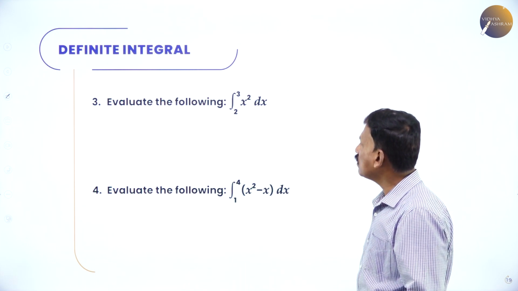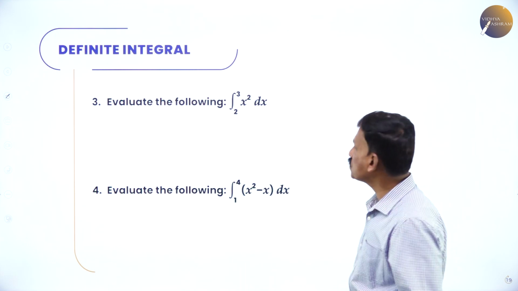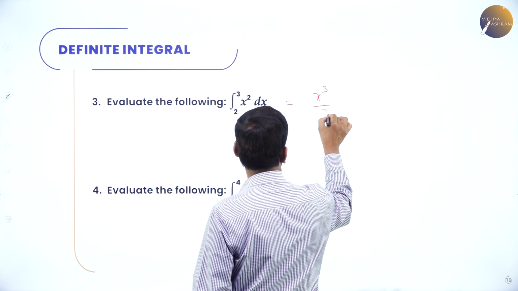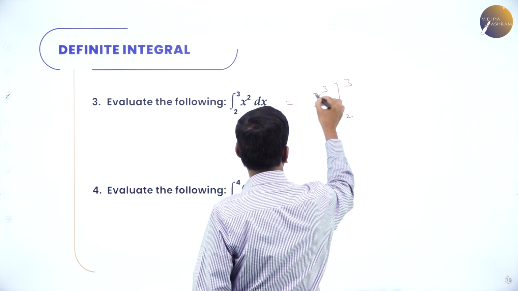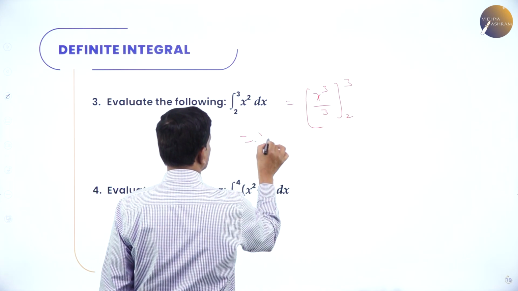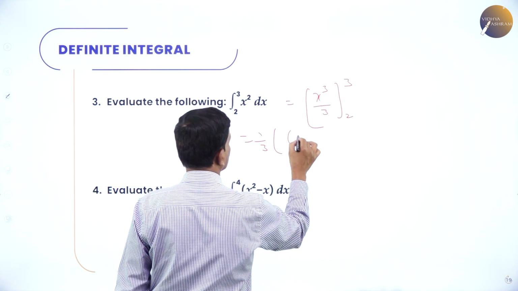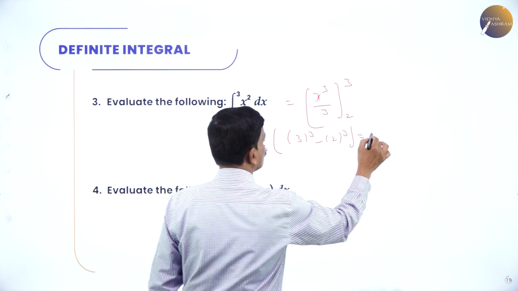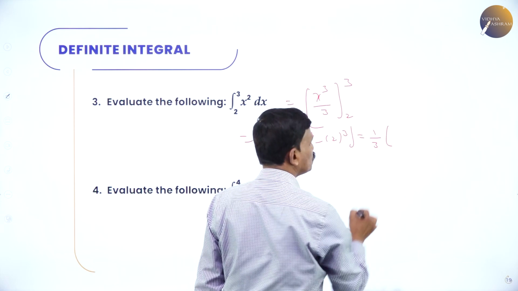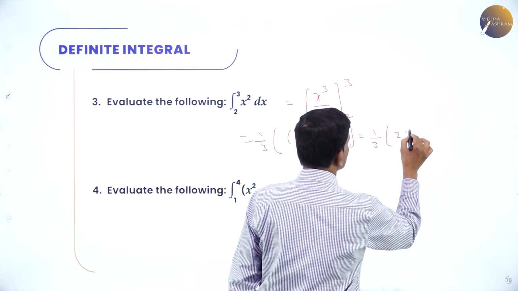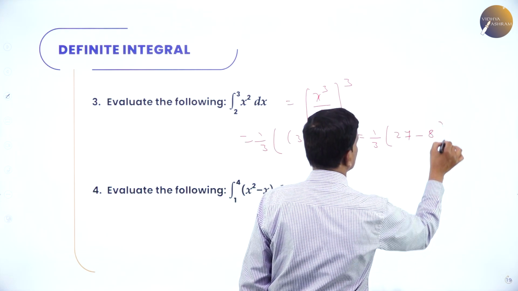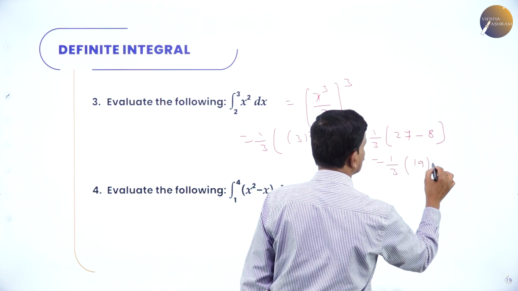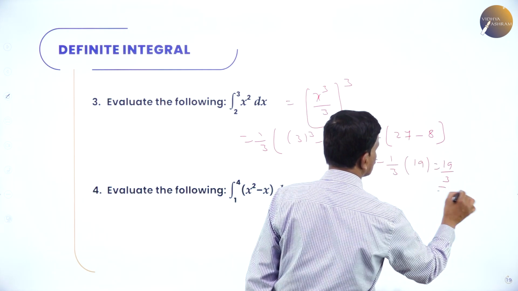Evaluate the integral of x square dx between limits 2 to 3. The integral of x square is x cube by 3 between limits 2 to 3. Now, you can take 1 by 3 out and apply the upper limit, 3 cube, minus 2 cube for the lower limit. So, 1 over 3 into, what is 3 cube? 3 3s are 9, 9 3s are 27, minus 2 cube is 8. So, 1 over 3 into 27 minus 8 is 19. So, the answer for this is 19 by 3.